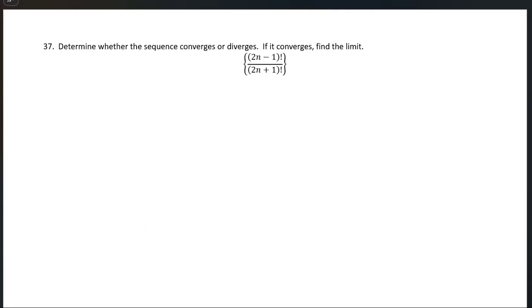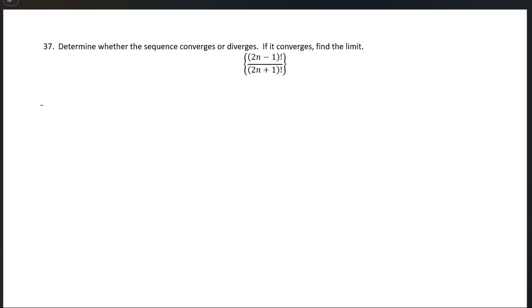Next, what about this guy? We have factorials. What do we do about this? Do we get intimidated? This is actually important for when we learn the ratio test in the future sections. Okay? And parentheses and stuff like that. Okay, so let me explain.